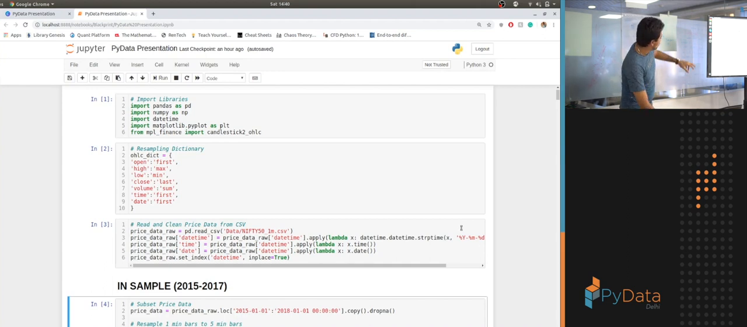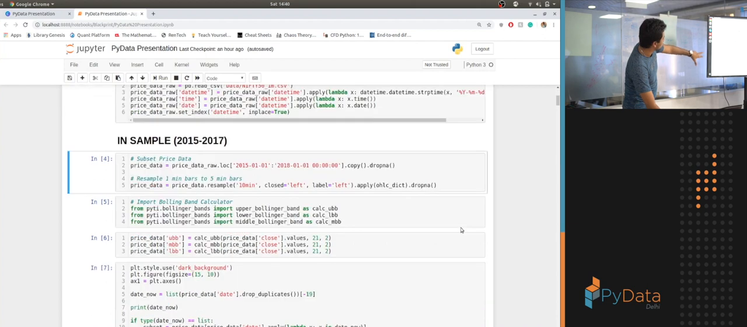Yes. So we take the price data from 2015 to 18. Like 2015, 16 and 17, ending at 18. We resample it, as in we turn 1 minute bars into 10 minute bars. It's essentially going to a higher resolution as opposed to going deeper into granularity.